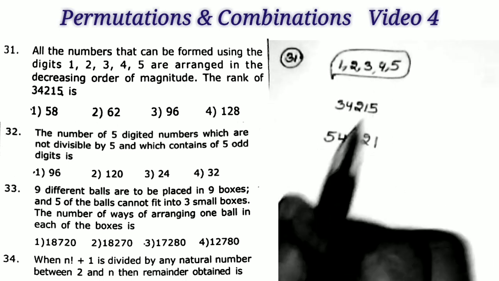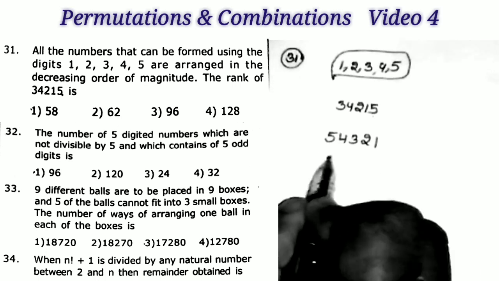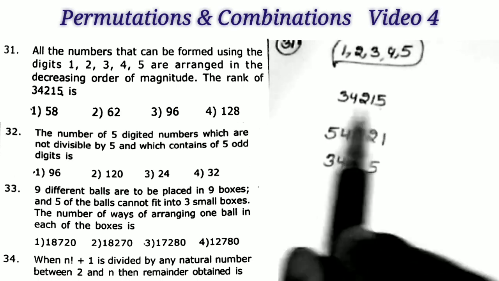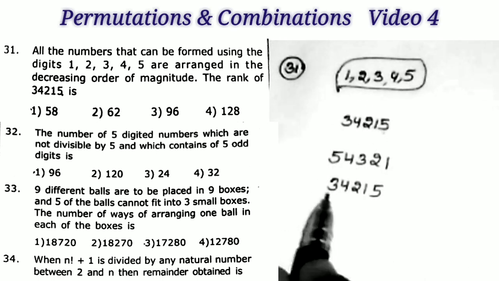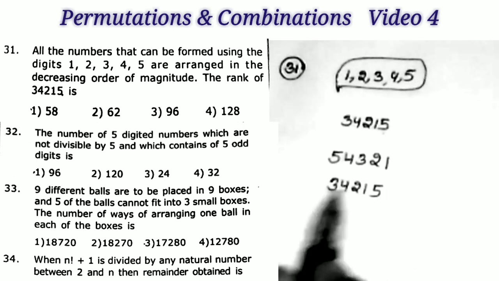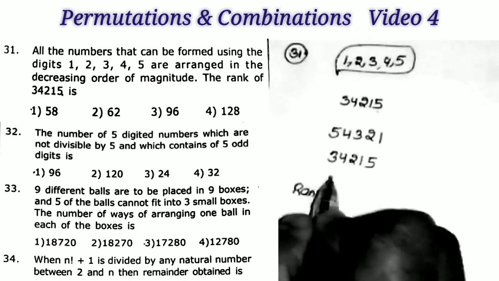So first I take the decreasing order of the given numbers. After that I write the number for which we have to find the rank value. Okay. This is the decreasing order of the given numbers, and this is the given number for which we have to find the rank value. Okay. So here to find the rank value, we have one shortcut method. We are using that method. Okay. See here.